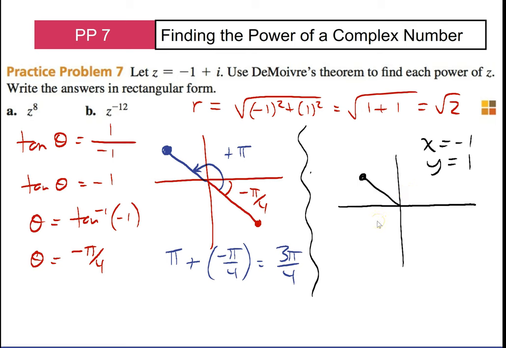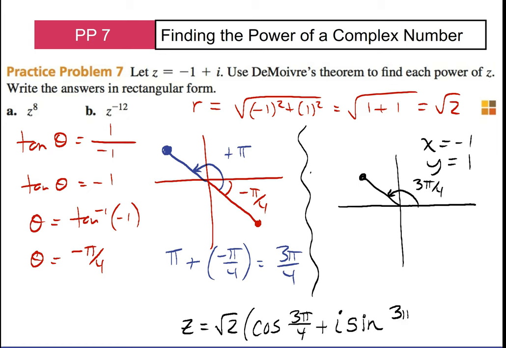So if you say to yourself, you know what, that's going to be 3 pi over 4, because that's the equivalent of 135 degrees. If you can figure out the angle measurement very easily, do it that way. If you can't, then you're going to go this sort of long route here. All right, and anyway, Z, or the complex number, becomes the square root of 2 times the cosine of 3 pi over 4 plus I sine of 3 pi over 4.